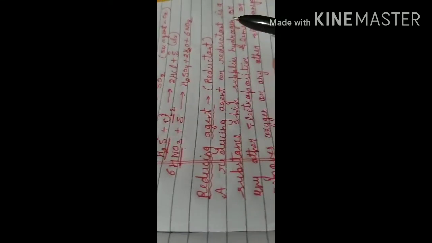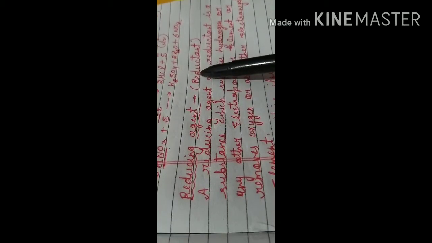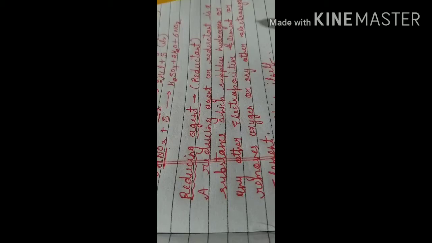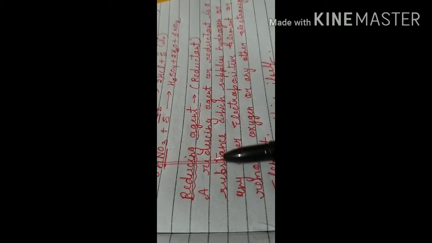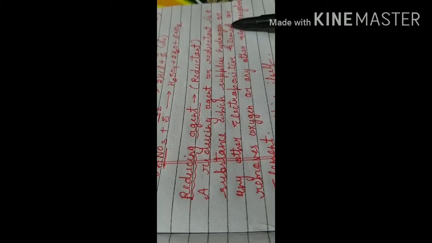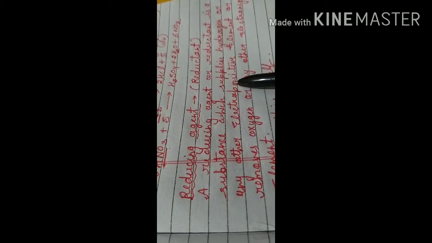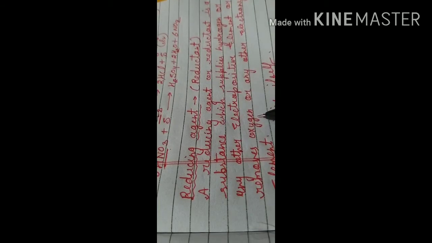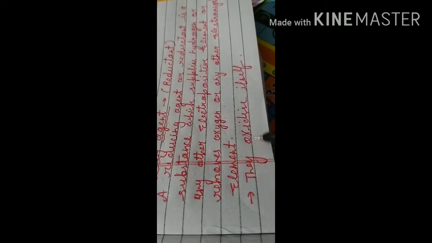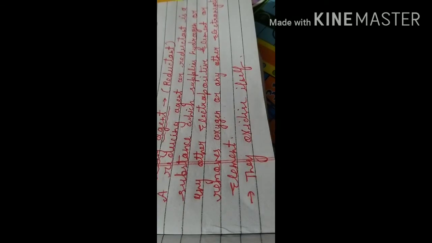Let us talk about the reducing agent. We call these reductants, and oxidizing agents are known as oxidants. A reducing agent or reductant is a substance which supplies hydrogen or any other electropositive element, or removes oxygen or any other electronegative element. Here you have to understand, they oxidize themselves. You see here I have written a few equations that will help you to understand.